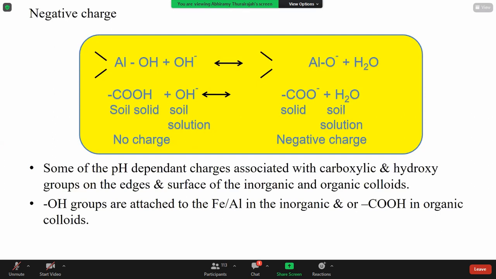Okay, so normally this reaction is a reversible reaction. So when the pH decreases, what happens? The reaction moves to the left side. When the pH increases, the reaction moves to the right side and it forms the negative charges.